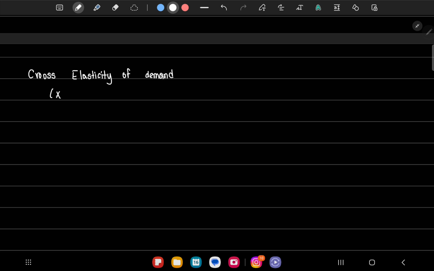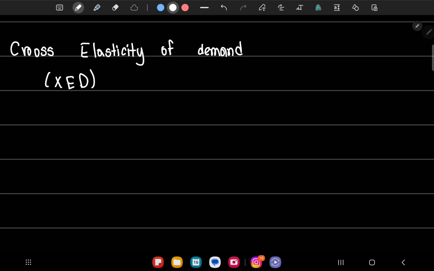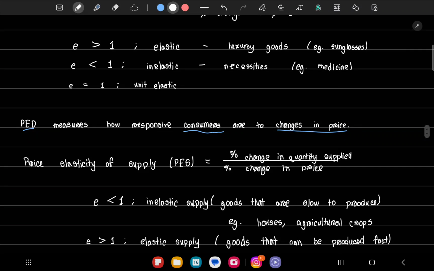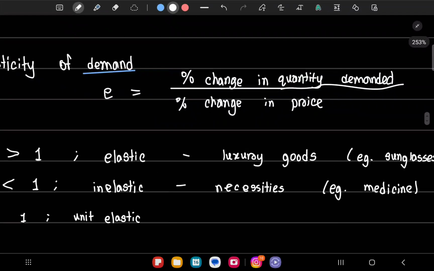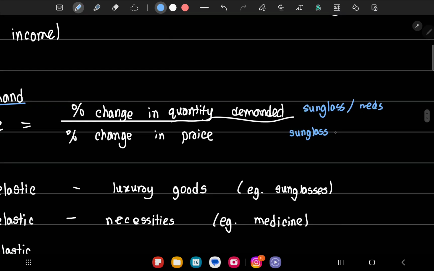The short form for this is XED. The X is just a cross. So for the other three elasticities, it was the elasticity related to one good only. So for the price elasticity of demand, it would be the change in quantity demanded of sunglass divided by the change in price of sunglass, or the change in quantity demanded of meds divided by the change in price of meds.